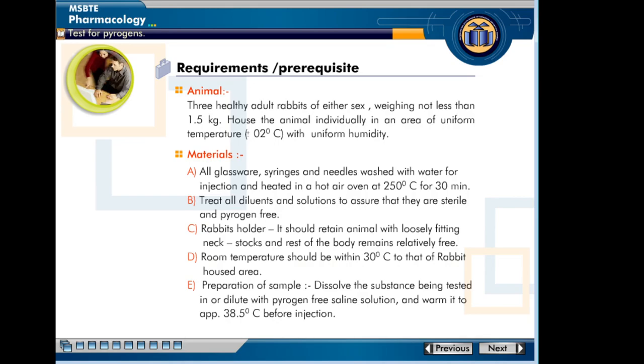Rabbit holder: it should retain the animal with a loosely fitting neck stock, and the rest of the body remains relatively free. Room temperature should be within 3 degrees Celsius of that of the rabbits' housing area. Preparation of sample: dissolve the substance being tested in, or dilute it with, pyrogen free saline solution and warm it to approximately 38 degrees Celsius before injection.